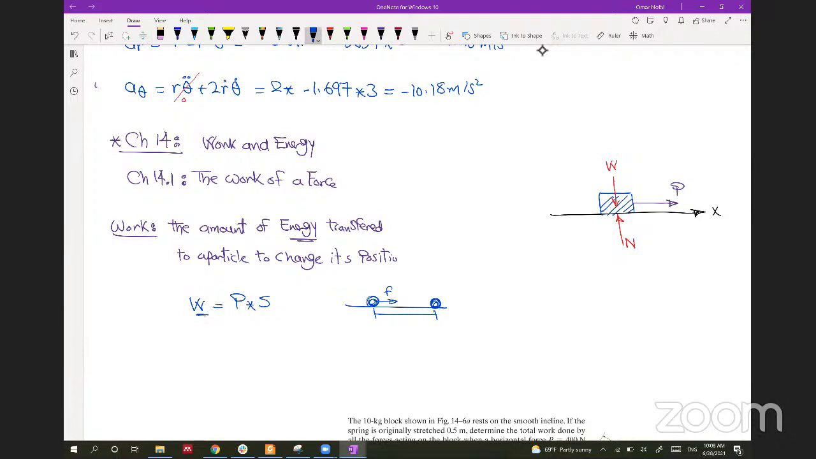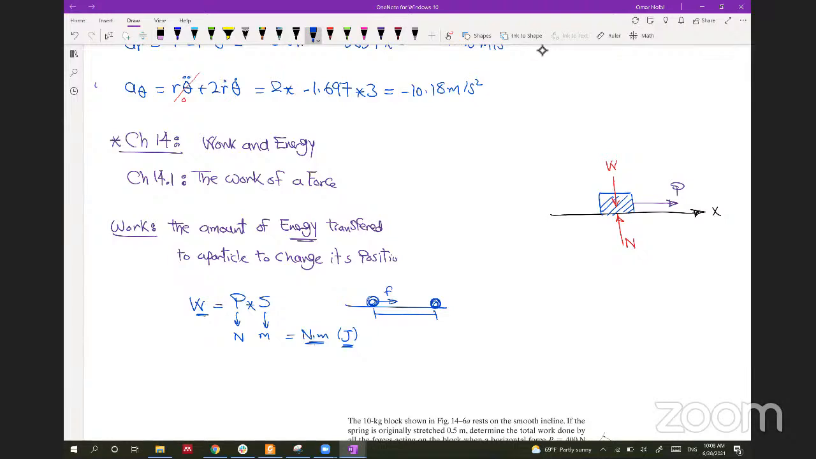This is the simple definition of work, and you have the force in Newtons and the displacement in meters. So the units are Newton meter or joule. A joule is equivalent to a Newton meter. I will be using Newton meter.